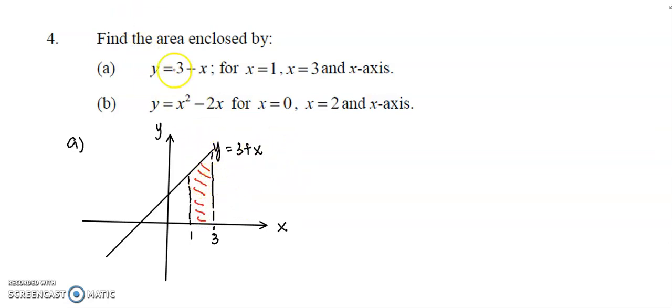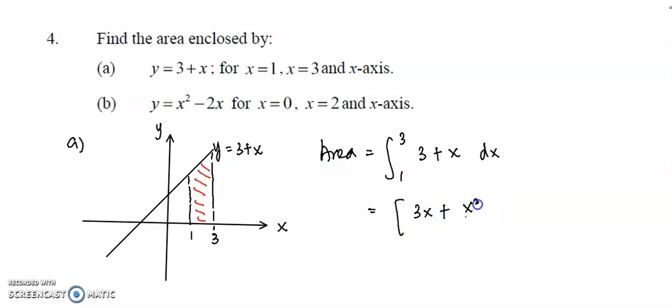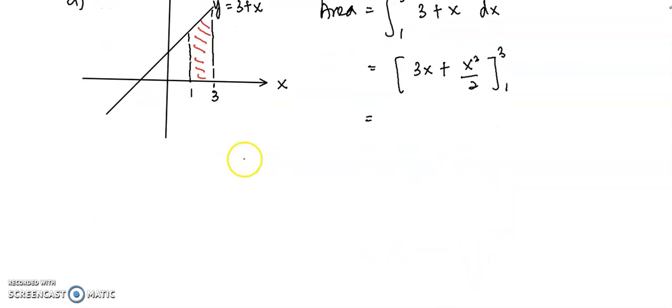So to get this area, as this area is attached to the x-axis, we just integrate with respect to x, integrate from 1 to 3, and the function is 3 plus x. You integrate as usual. You have 3x plus x squared over 2. And I integrate from 1 to 3. Alright. Then after that, we're going to substitute the upper limit minus lower limit.